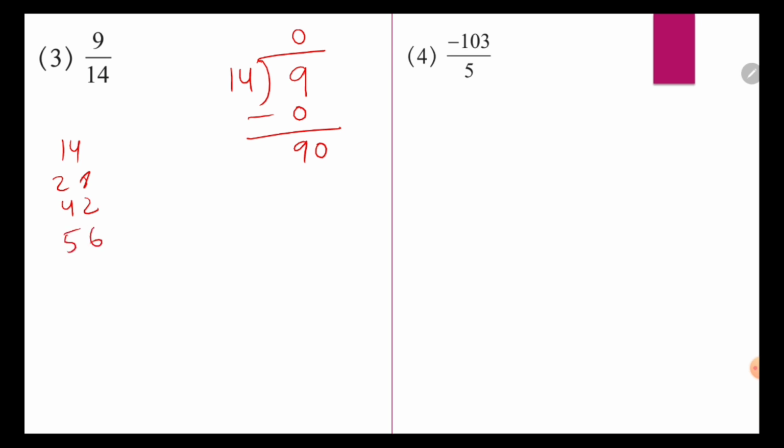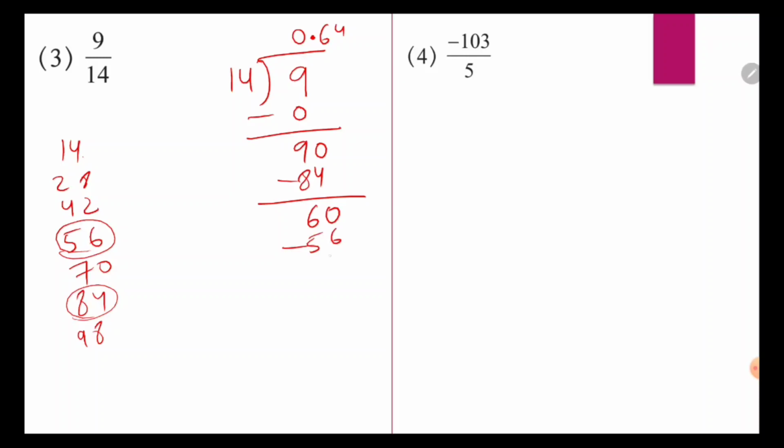Okay, 70 and 84 and 98. Okay, so 90 doesn't come, but 84 comes. 1 2 3 4 5 6, so we will be putting a point here, and 6 times 14 is 84. So this will become 60. Okay, again we will be taking 56. Then again it will be coming 4, then putting 0. 2s are 28. Okay, this will be 12, and again a 0 over here.